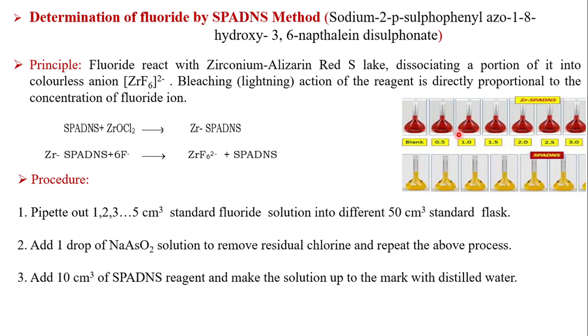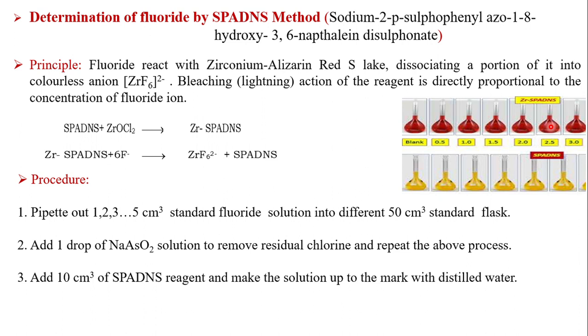After that, the coloring reagent is acidified ZrSPADNS, which we have to add to all the flasks. First, we need to take the fluoride solution. Blank means don't take the fluoride. So 0.5 ppm means 0.5 ml, made up to 100. 1 ppm means 1 ml. 1.5 ppm means 1.5 ml. 2 ppm means 2 ml. 2.5 ppm means 2.5 ml, like that.